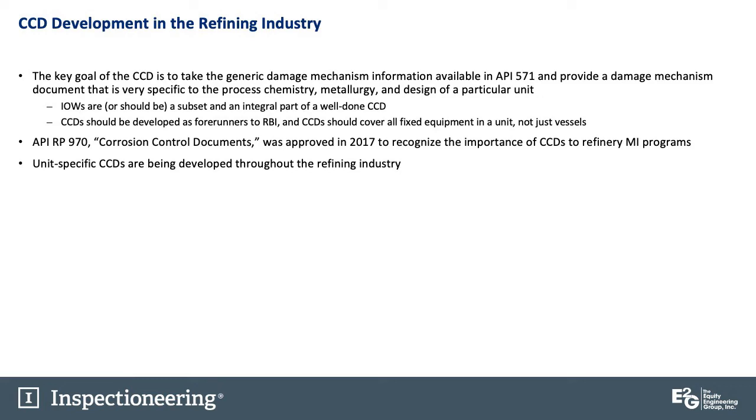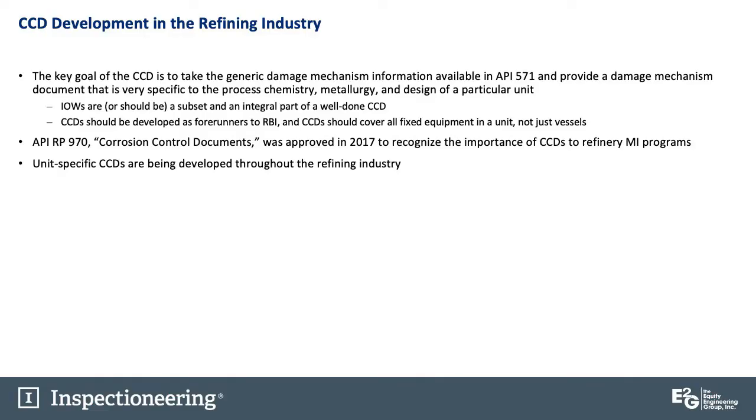CCDs should be developed as forerunners to RBI, and CCDs should cover all fixed equipment in a unit, not just vessels. I think those of you familiar with RBI know that in the early years, certainly RBI was focused almost exclusively on vessels. Has expanded in recent years to cover other key items of fixed equipment, but that has not occurred in all refineries. But CCDs should for sure cover all fixed equipment in the unit, piping, exchanger bundles, anything where failure can lead to LPO and or loss of containment.